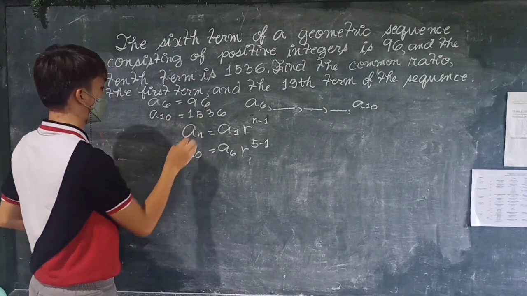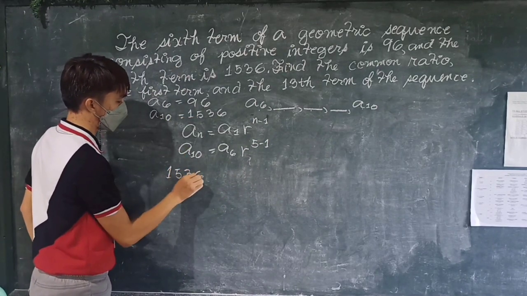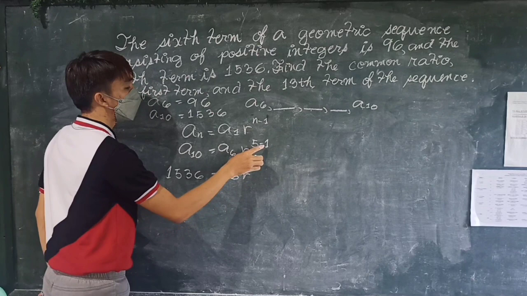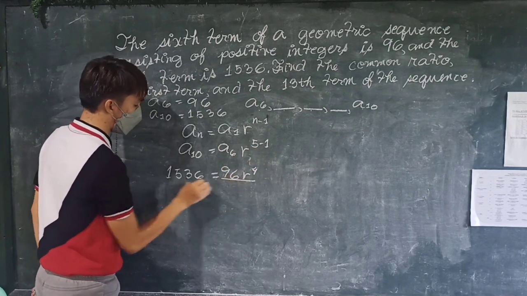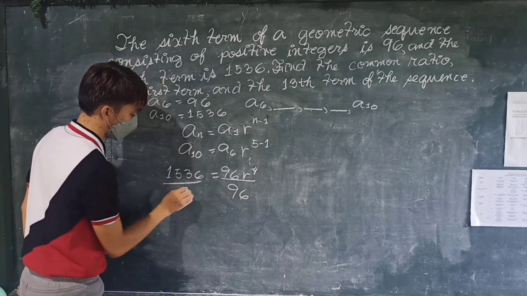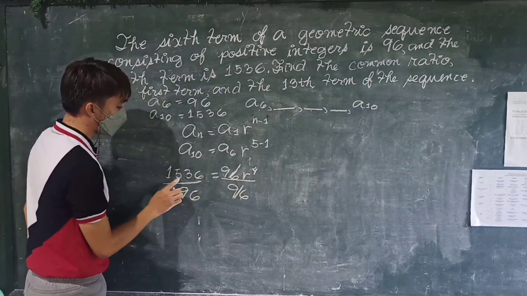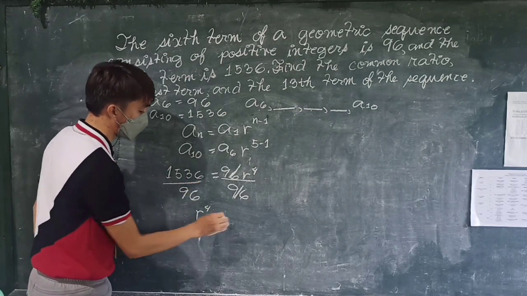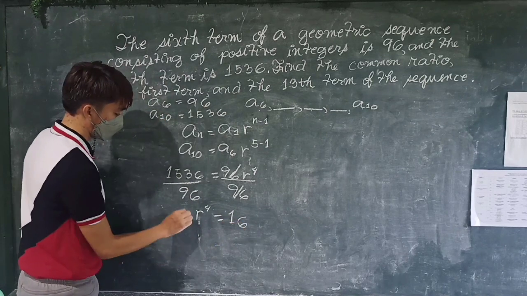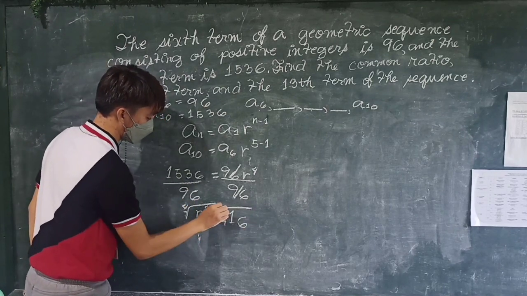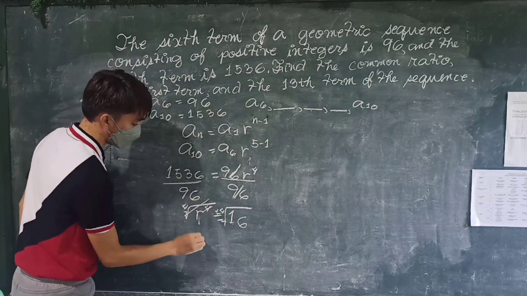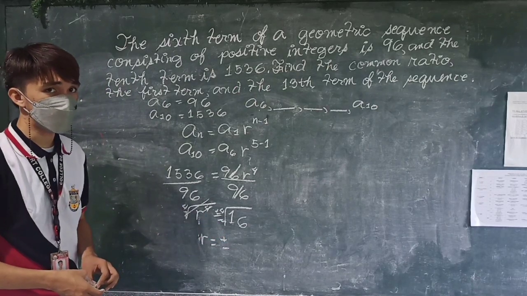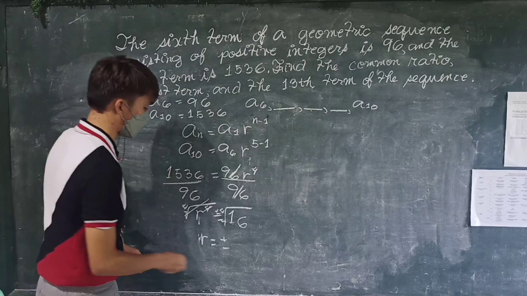A sub 10 is equal to 1536. A sub 6 is equal to 96. So our 5 minus 1 is equal to 4. Then divide both sides by 96. Cancel, so we have r to the power of 4. 1536 divided by 96 is equal to 16. R equals positive or negative, the fourth root of 16, which is equal to 2. Correct.